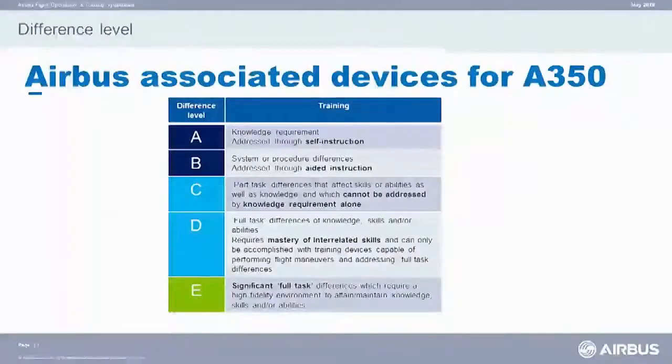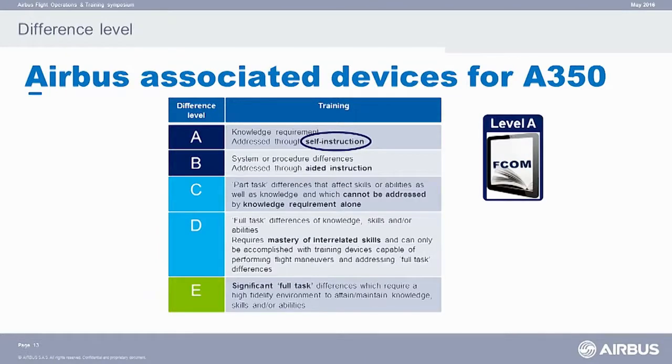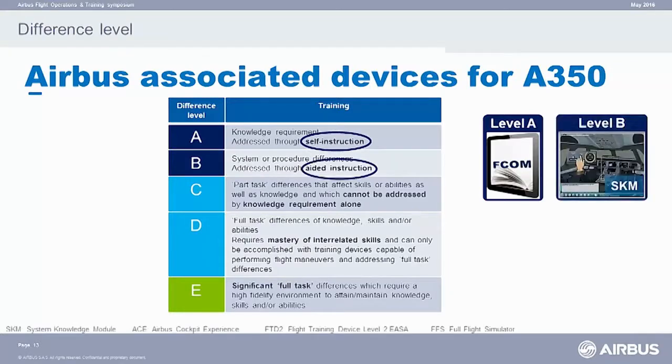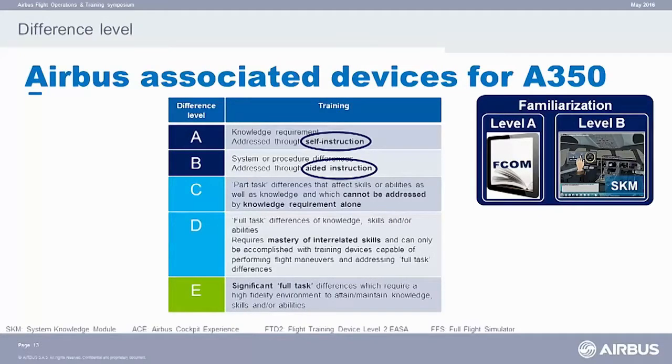Just to give you an idea of what are the corresponding devices for the A350: for the level A, we consider that the FCOM is an acceptable mean for self-instruction. For the level B, headed instruction, we use the System Knowledge Module, SKM. Those two ones, level A and B, are for familiarization training.